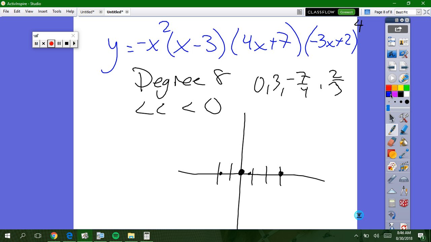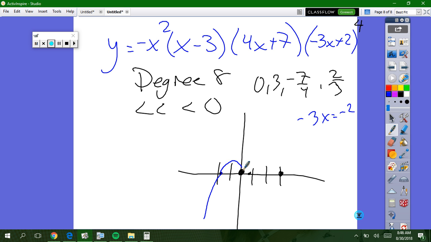Because I subtract the 2 and then divide by -2. Does that make sense? So, I'm starting down. Here we go. Then we come up to this. Remember, this 0 was -7/4. What's our multiplicity on him? 1, which is odd. Therefore, we are going to cross.